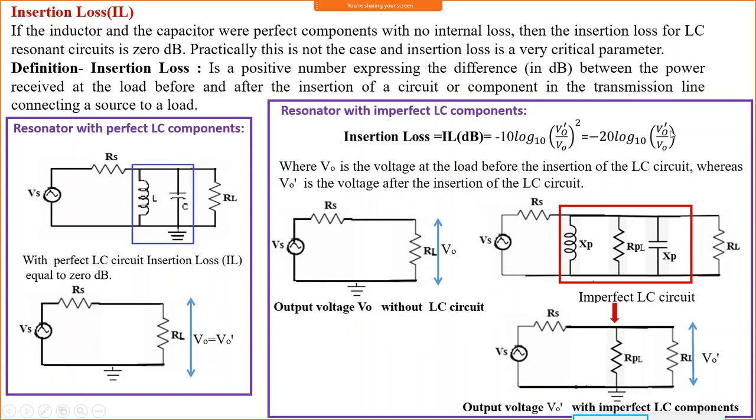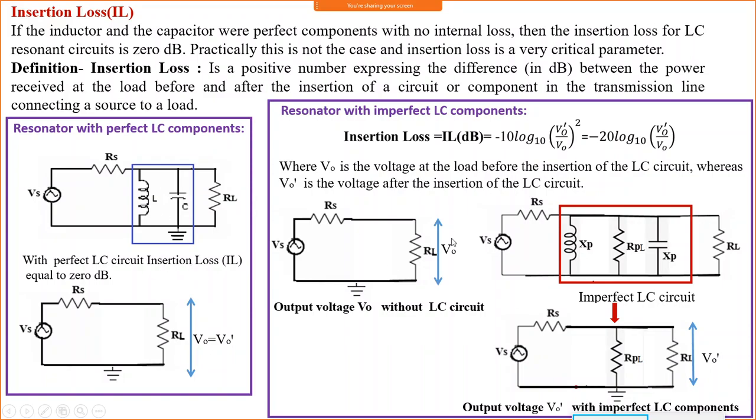So if you substitute in this equation, you will be getting 0 dB. That is a log 10 of 1, the base here is 1. Log 1 is equal to 0, so that is 0 dB. Dissipation of power is 0. So that is for perfect LC components, if components are perfect.